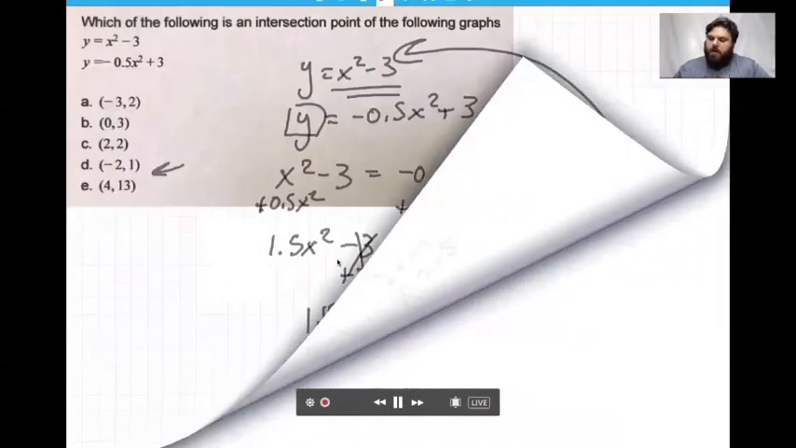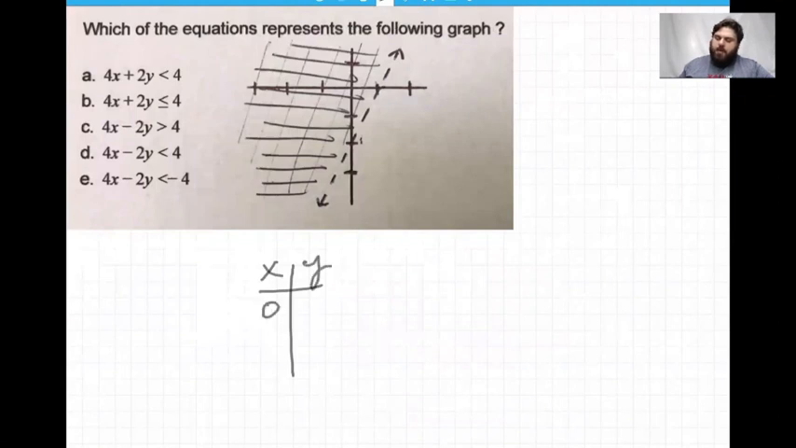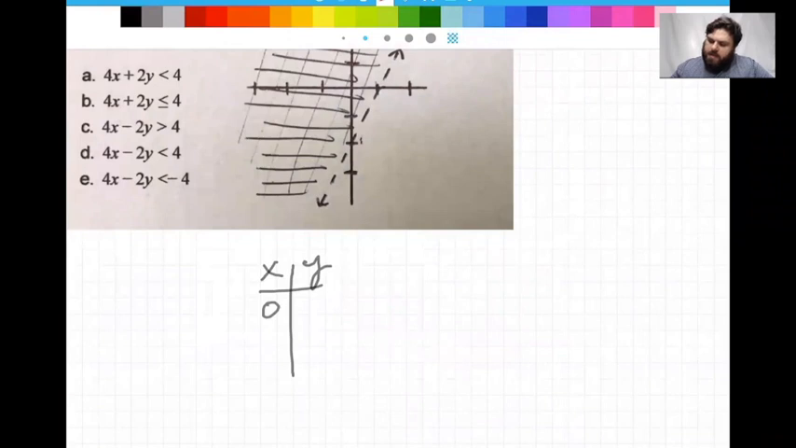All right, moving on. Which of these equations represents the following graph? All right, so I have an inequality that's in standard form. Easiest way to graph this would be to find the 0. So let x equal 0 and find the y number. If I look at the graph here, I can see that my y-intercept is negative 2 and my x-intercept is 1. So that's what I'm looking for, okay?